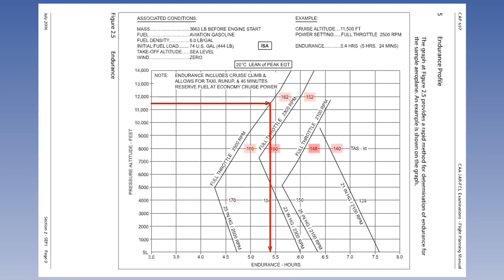Although endurance is not affected by wind speed, the true airspeed figures are shown in the same way as in the range profile graph. Therefore, a calculation of nautical ground miles for a given endurance may be done.